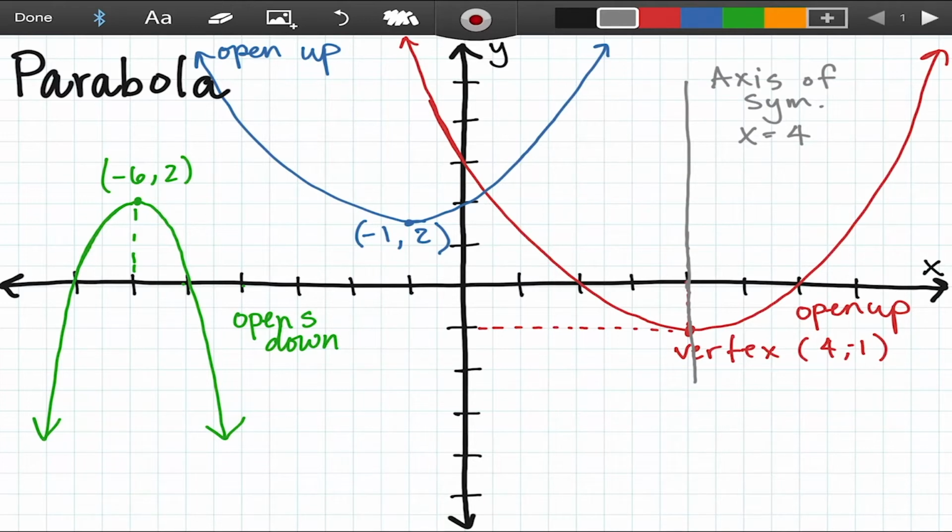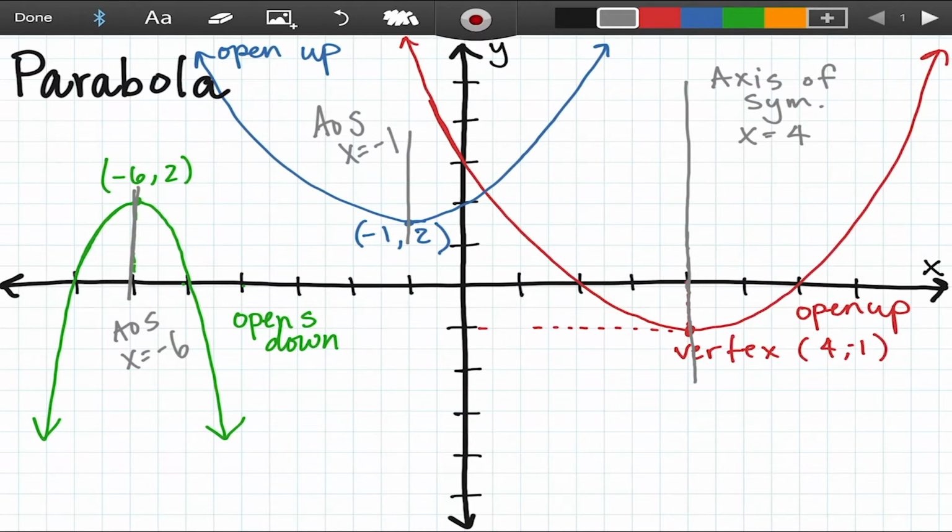And for this blue one, here's its axis of symmetry right there. It extends forever, but I just don't have the space. This axis of symmetry is x equals -1. It's the same as the x value of the vertex. And let's go over to our green one. My axis of symmetry here is x is equal to -6. That becomes important to be able to characterize the graph.